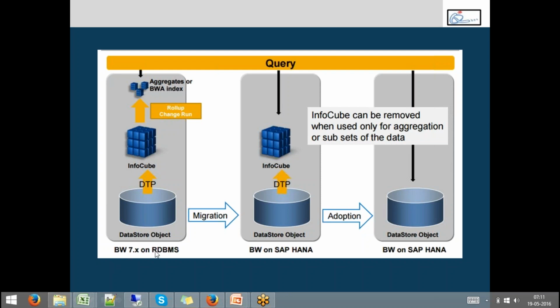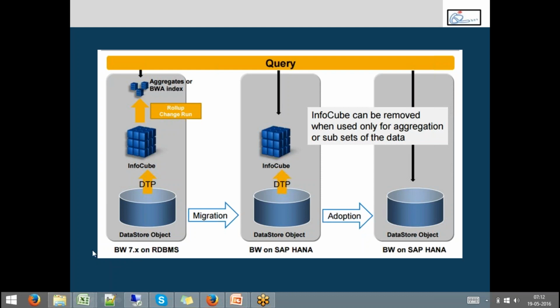See, if it is normal BW running on a non-HANA database, generally we go with an architecture like this. We have detailed data in the DSO, and from there we load into the cube. To improve performance, we either go with BW accelerator or aggregates and use a query on it, right? Let's say this was an existing system. We already had a BW on some 7.x running on some non-HANA database, and we had a flow like this: a DSO, then a cube, then aggregates or accelerator on top of it.